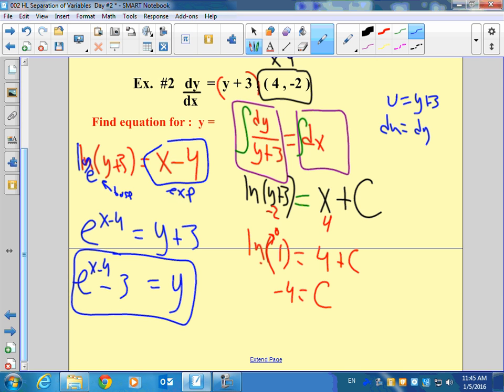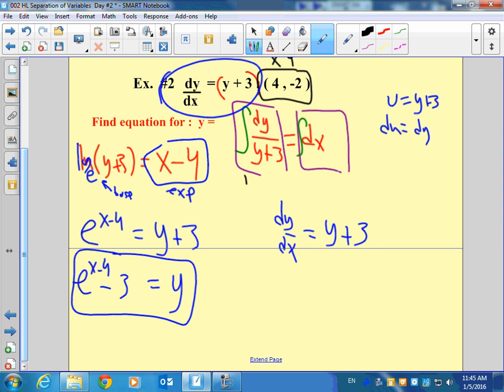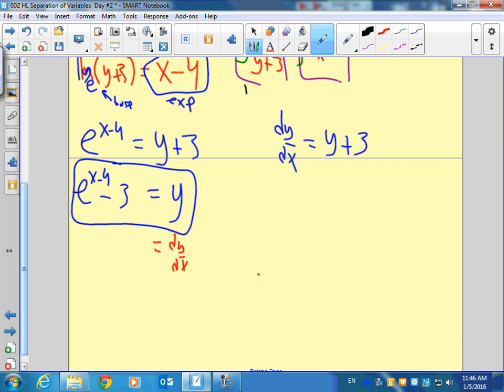All right, so let's get something cool coming out of here. So what we're saying here is that dy/dx is equal to y plus 3. Here, I'm saying y is e to the x minus 4 minus 3. What is dy/dx of this answer? Get ready to get a math tingle up your spine. This is going to be crazy. What's the derivative of negative 3? 0. What's the derivative of e to the x minus 4? e to the x minus 4.